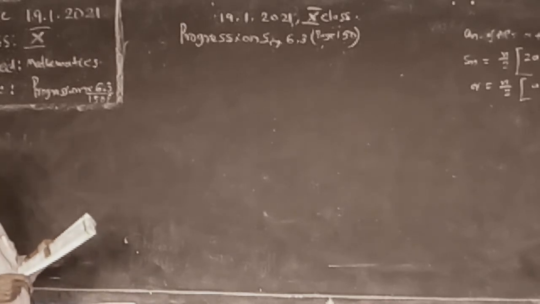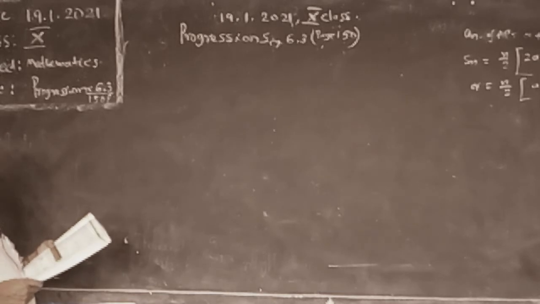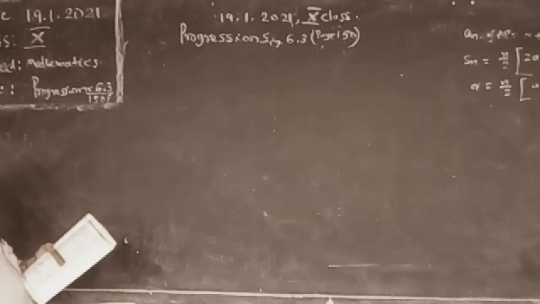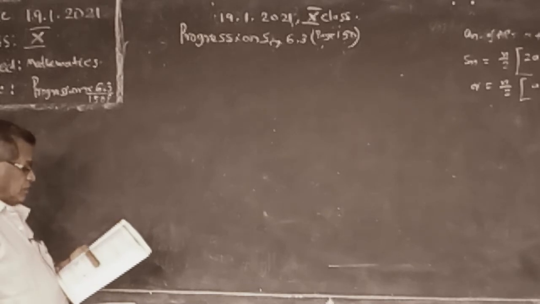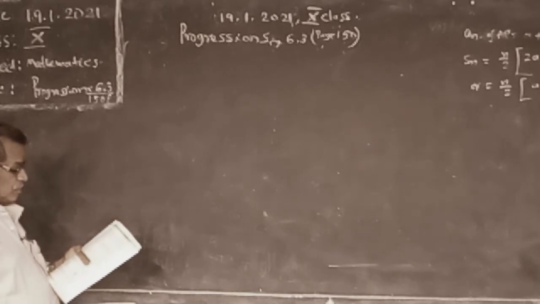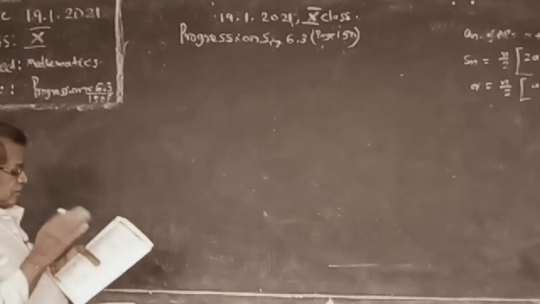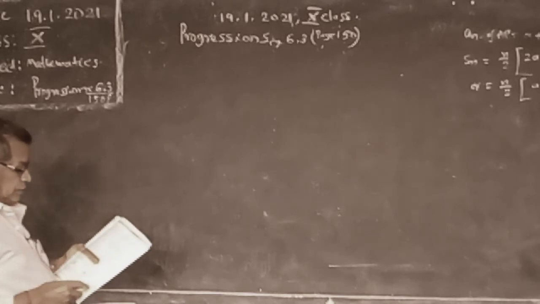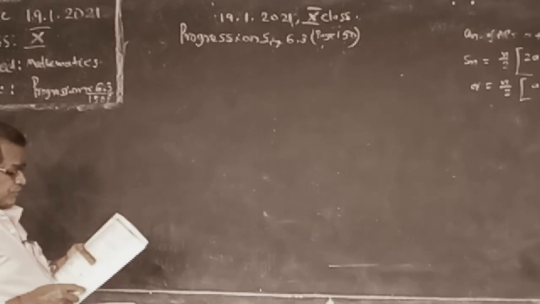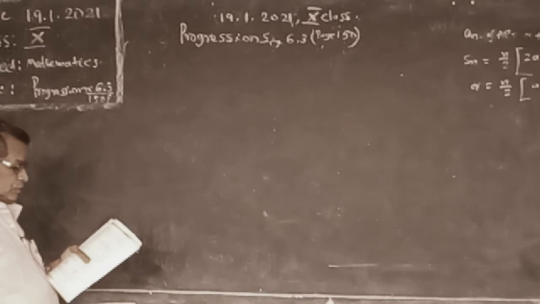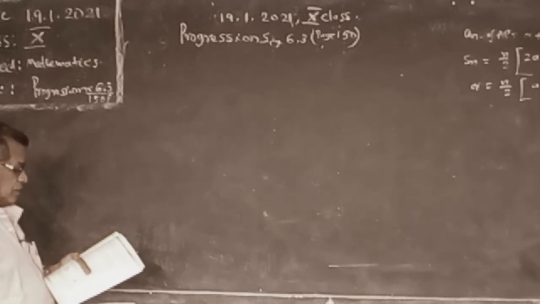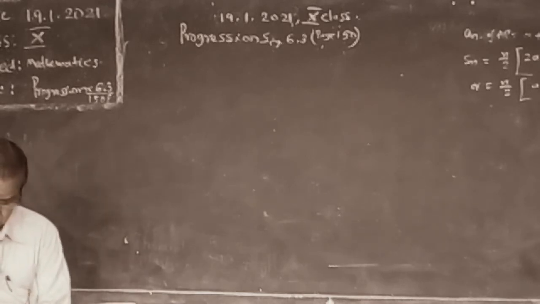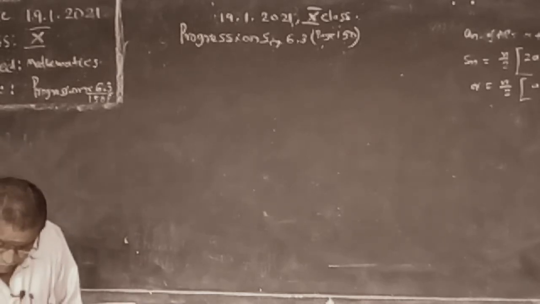200 logs are stacked in the following manner: 20 logs in the bottom row, 19 in the row above, 18 in the row above that, and so on. In how many rows are the 200 logs placed, and how many logs are in the top row? In the last row, 20 logs.